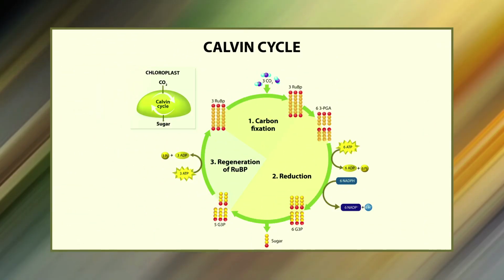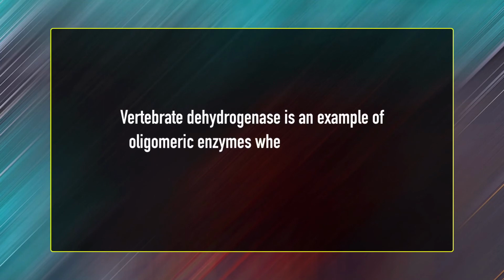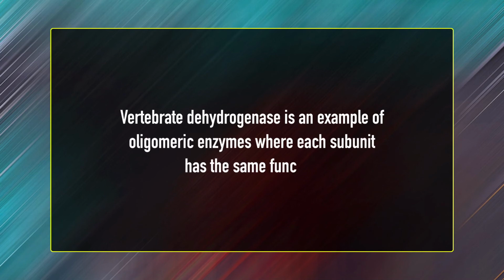For example, aldolase consists of 4 chains. Rubisco of Calvin cycle consists of 24 chains and enolase is a dimer. Likewise, enzymes involved in the glycolysis are either dimeric or tetrameric. Vertebrate dehydrogenase is an example of oligomeric enzymes where each subunit has the same function.